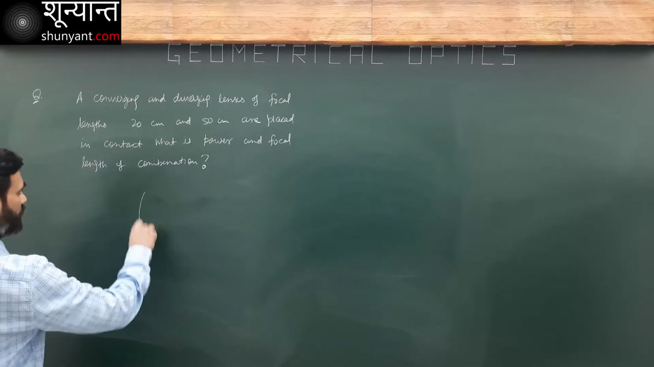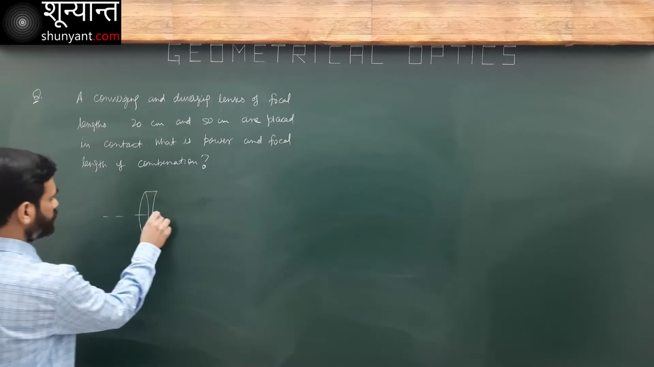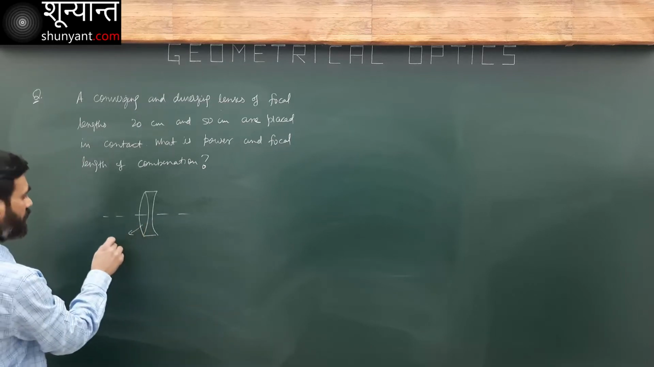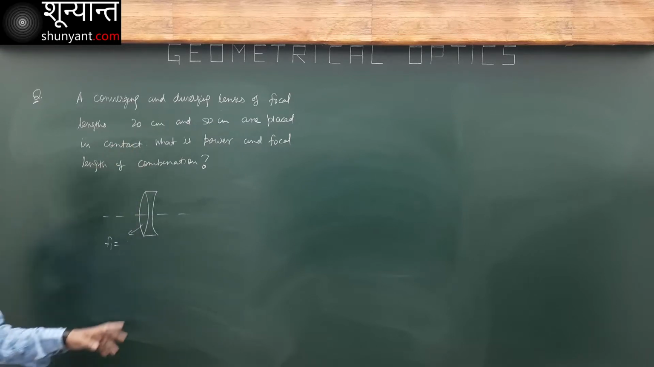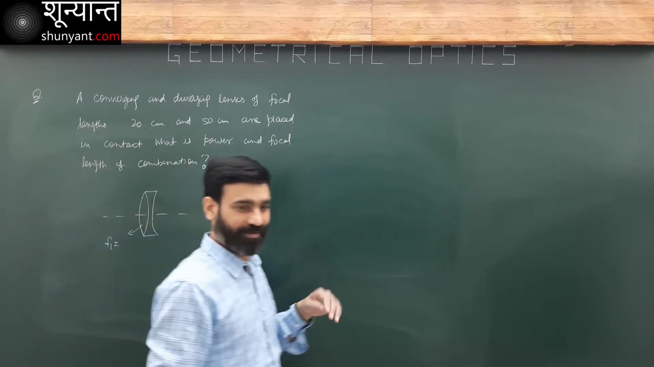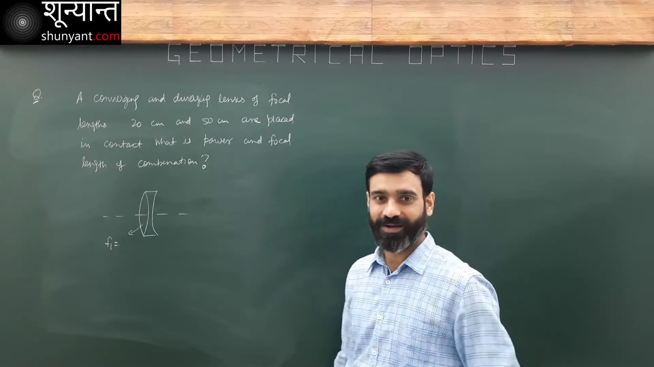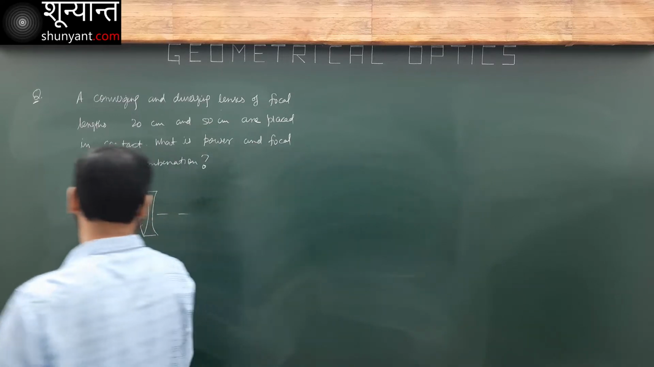So I have this converging lens and then a diverging lens. Both are kept in contact. The focal length here, f1, is 20 centimeter. So are you solving it? Pause the video and then solve it. We are now here, and I'm going to discuss it. Here is how to solve it.